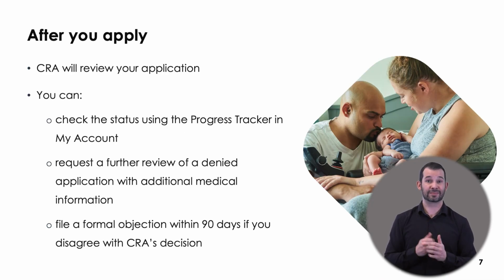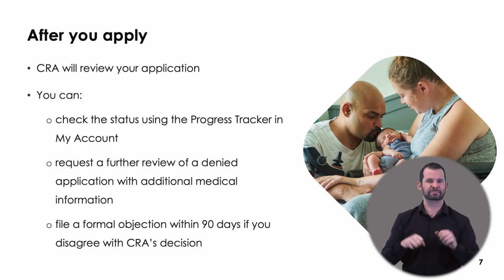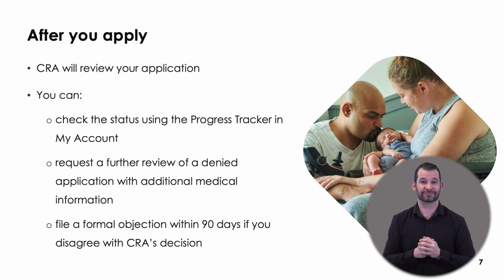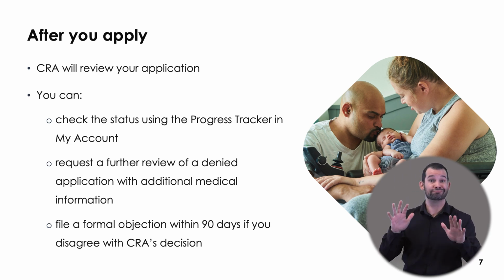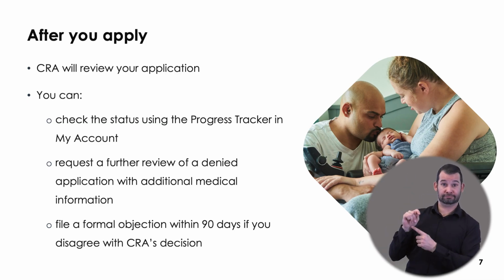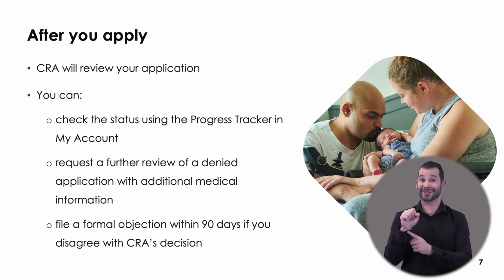After you apply, the CRA will review your application. You can check the status of your application using the progress tracker in My Account. When the review is completed, you will be sent a notice of determination. Once your DTC application is approved, you can claim the disability amount on your taxes.